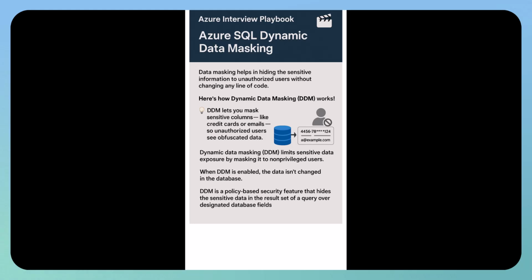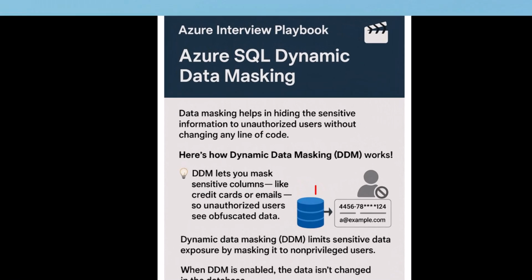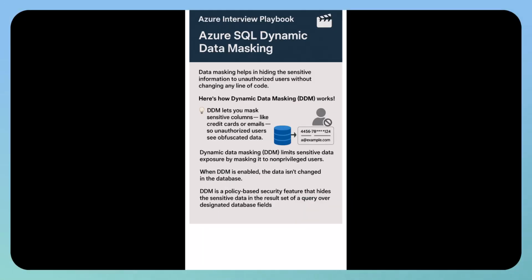Basically, it lets us mask sensitive columns like credit cards, email addresses, or any other personal information so that unauthorized users see obfuscated data. For example, here in the credit card numbers, some of the numbers are masked in stars. Same thing can be applied for email addresses, names, date of births, or any other custom columns. It includes strings as well as numbers as well.